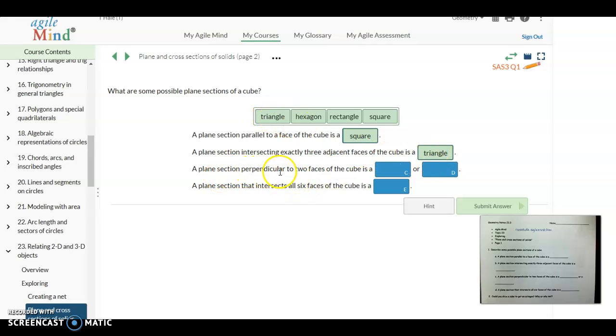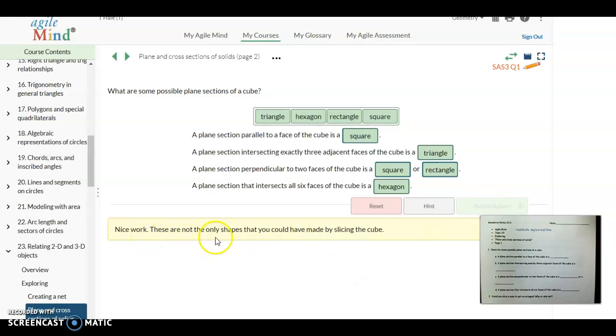The plane section perpendicular to 2 faces of a cube. If you go perpendicular, you can get a square, or if you go at an angle, you could get a rectangle as a result. Then if you intersect all 6 faces, remember that's how many sides your section will have, you're going to get a hexagon as a result. These are not the only shapes you could get. For instance, I could intersect only 5 of the 6 faces and get a pentagon. So there are other sections that you could get. This is just a good example of those.